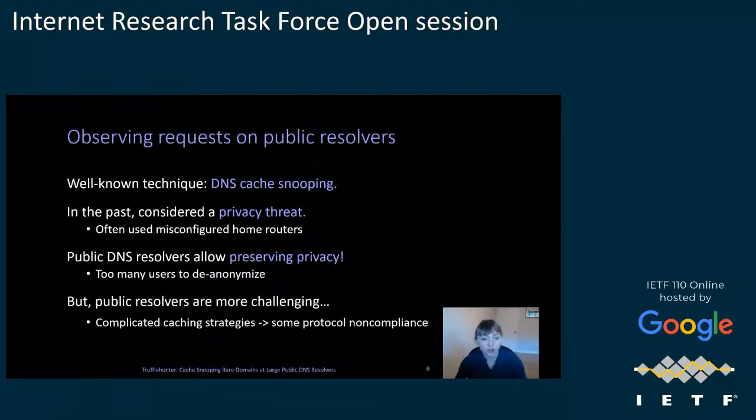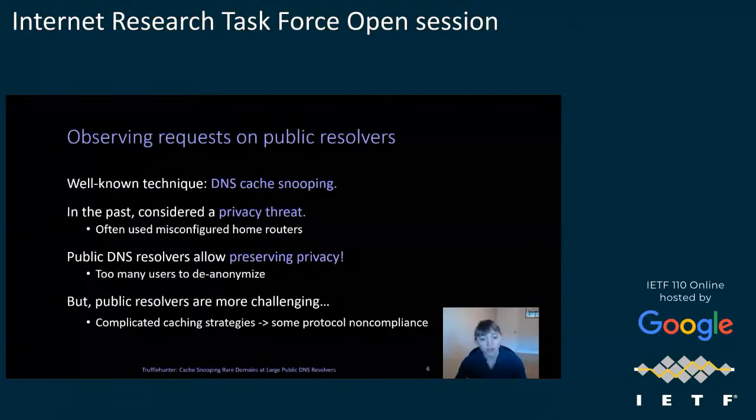Most of the time, what researchers were doing when they did cache snooping was they would scan the whole internet, and they would try and see which devices would answer a DNS request. The problem was, most of those devices were misconfigured home routers, so they've only got a few users behind them, and if you find some domain on them that might be invasive of privacy, it's not too difficult to figure out which actual user put it there.